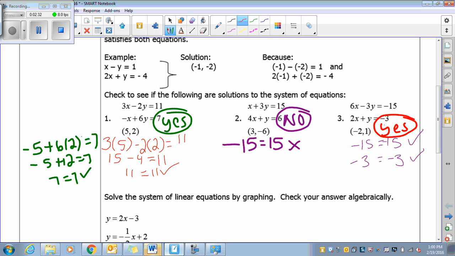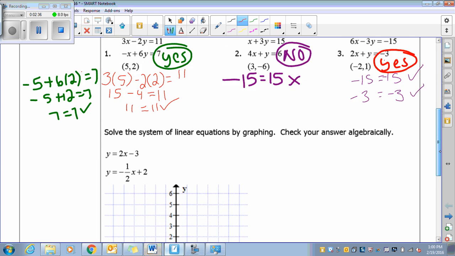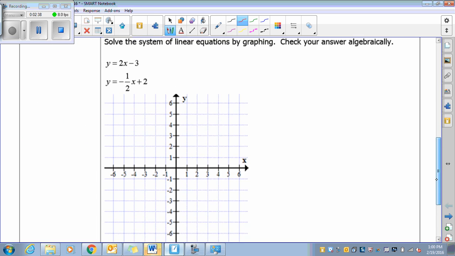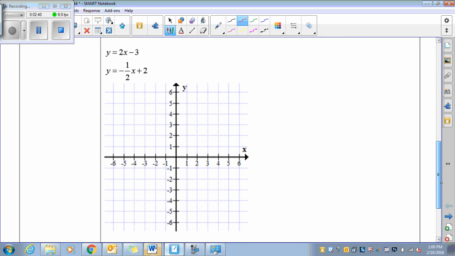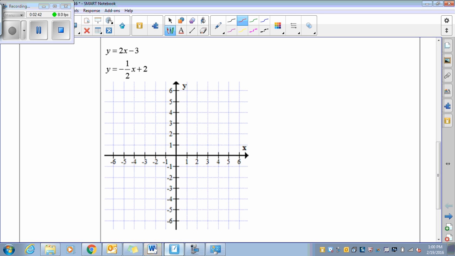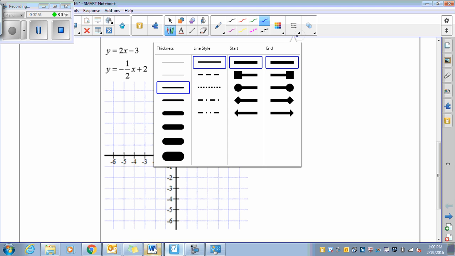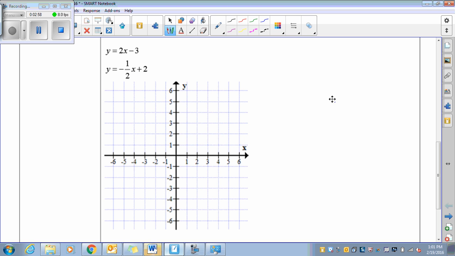All right, so that's only if you have an ordered pair. However, if you have two equations and you want to figure out what the solution is, you can solve by graphing them. The solution will be where the two graphs intersect. That would mean that the ordered pair would satisfy both of the equations. You always want it in slope-intercept form in order to graph it, and they're both already in slope-intercept form.